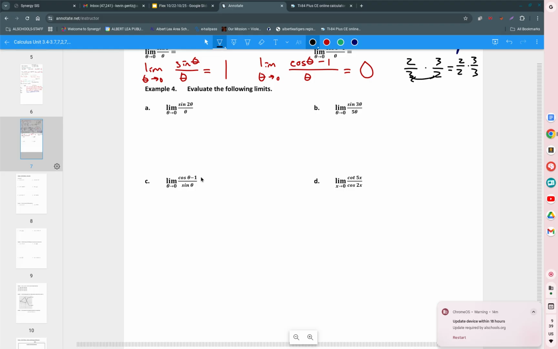So here it says evaluate the following limits. Limit as theta goes to 0, we want to go through these 4 problems today. Limit as theta goes to 0 of sine of 2 theta over theta. The first thing we always want to do is try to plug in 0 to see what we come up with. And if we plug in 0, what is the sine of 0?